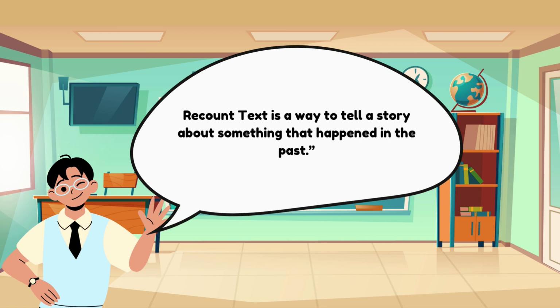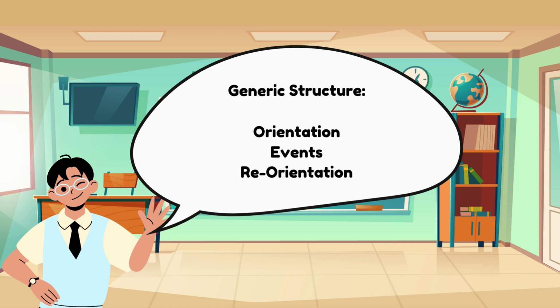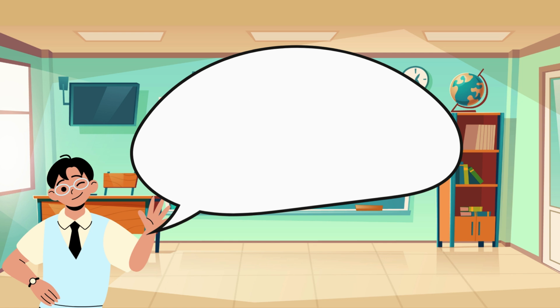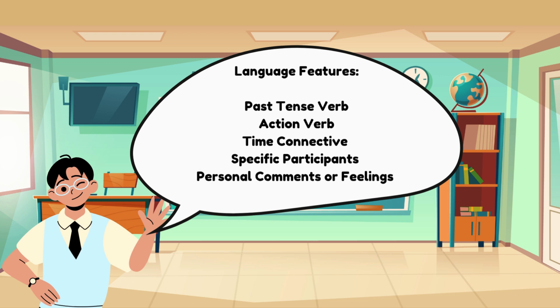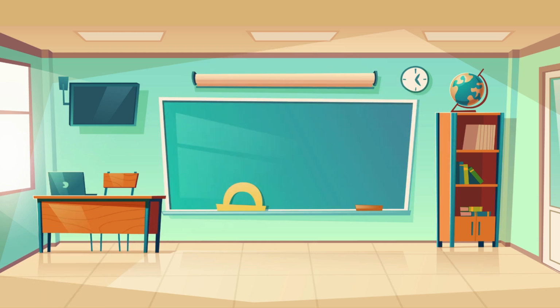Let's recap what we have learned today. A recount text is a way to tell a story about something that happened in the past. The generic structure of the recount text contains orientation, events, and reorientation. The language features are past tense verbs, action verbs, time connectives, specific participants, and last one is personal comment or feeling.